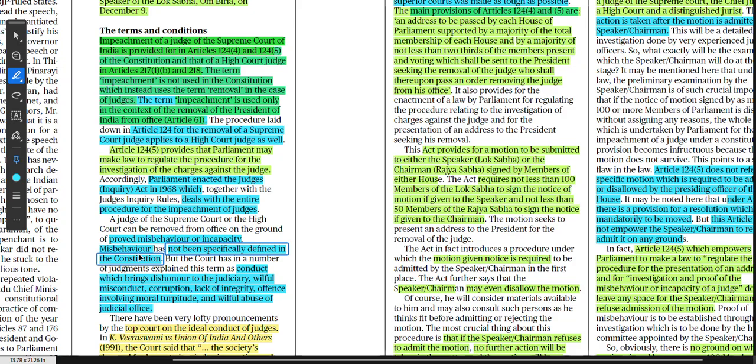However, misbehavior has not been specifically defined in the Constitution, but the court has in a number of judgments explained this term as conduct which brings dishonor to the judiciary, willful misconduct, corruption, a lack of integrity, offense involving moral turpitude, and willful abuse of judicial office. So only two grounds are laid down for removal, proved misbehavior or incapacity, which have not been defined in the Constitution. However, the court has in a number of judgments explained what these two terms mean.